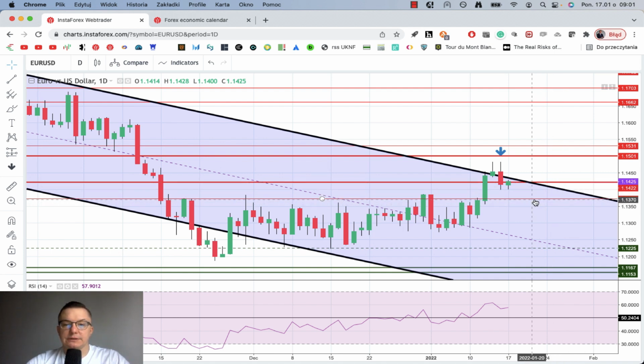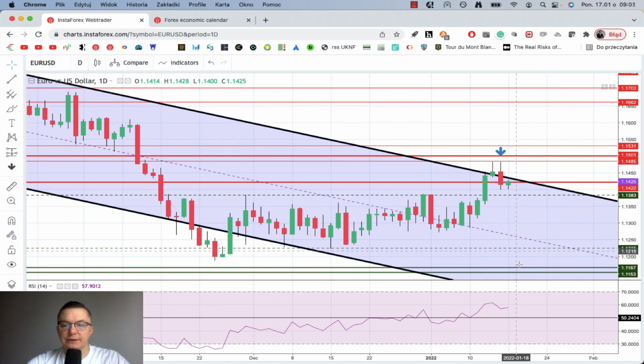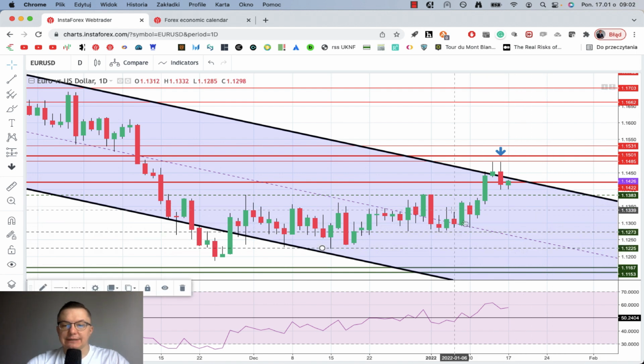The other support is at the levels of, let me just put it on the chart for you right now. The key technical support right now in the short term is 1.1383. The other one is located at the end of this consolidation zone at 1.1273. So that's the local technical supports. Momentum is still positive. It's not that strong, but it's still 57 points.